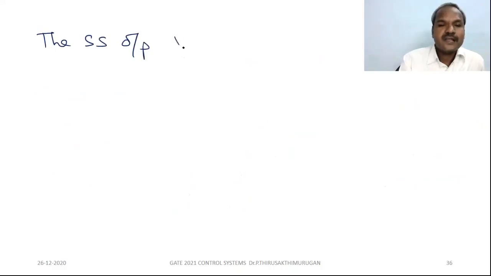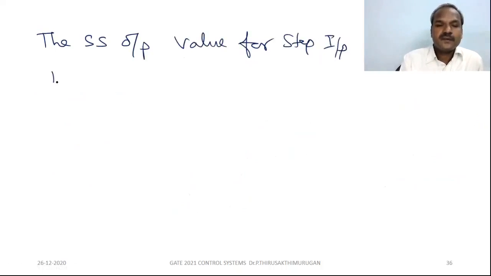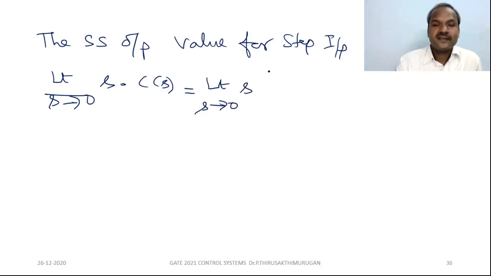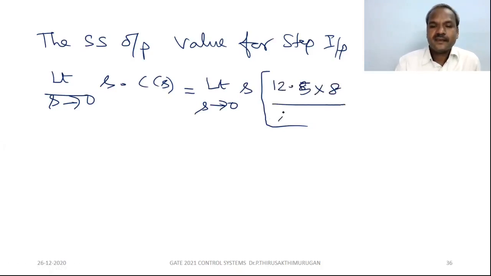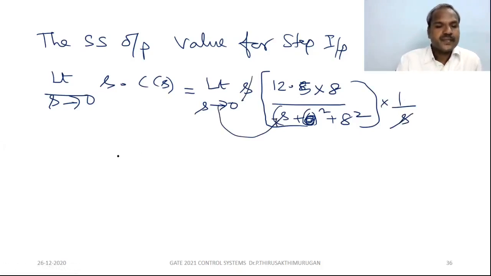So the steady state output value for step input equals limit S tends to 0 of S into C of S. Okay, so limit S tends to 0 of S into C of S, where C of S is 12.5 into 8 divided by (S plus 6) the whole square plus 8 square, into 1 by S. This is R of S. S cancels, and in the remaining expression, we put S equal to 0. We will get the steady state output.